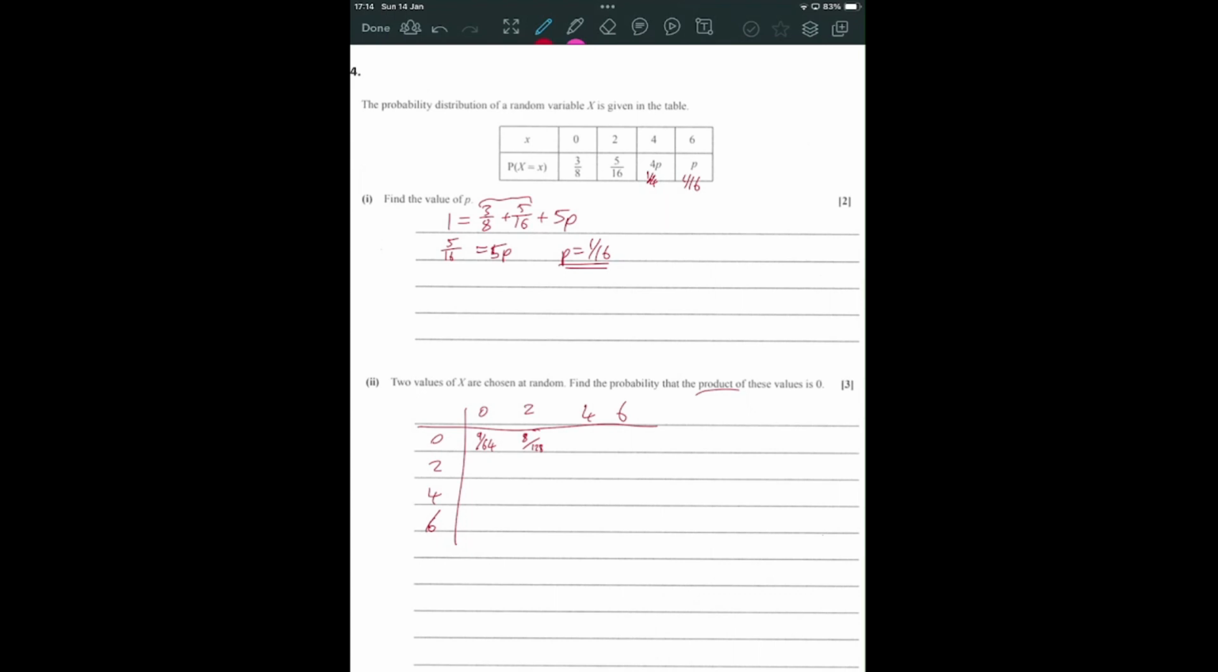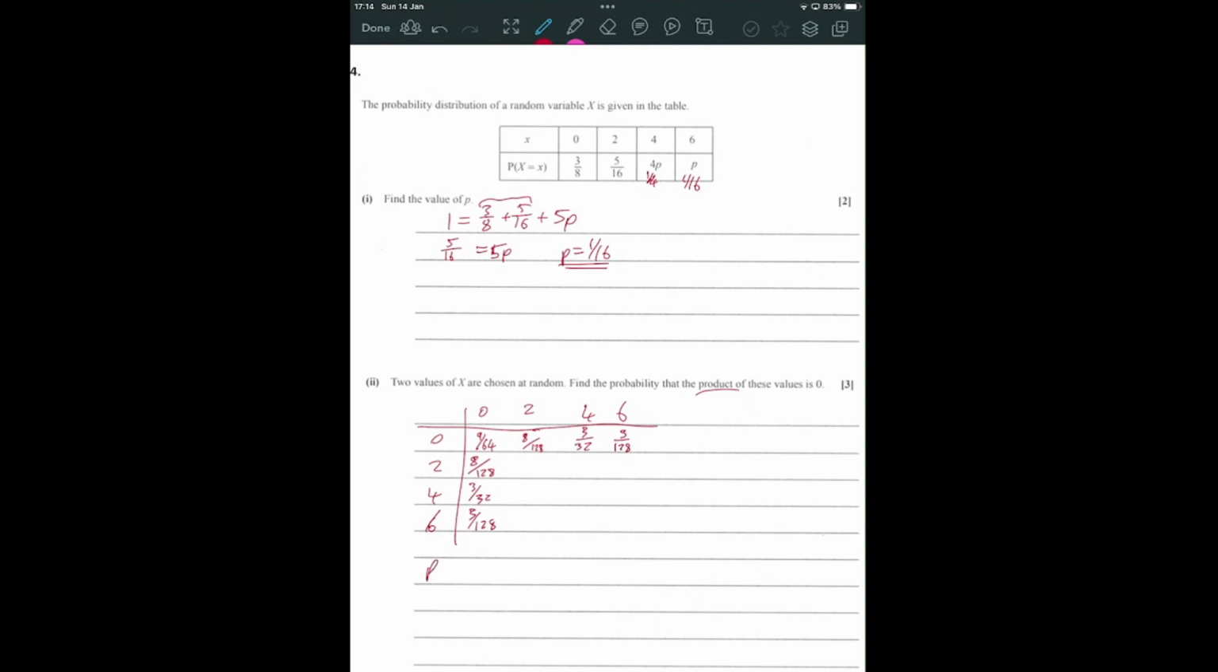The next one is a quarter and 3 over 8, so it's 3 over 32. The 6 is the 16th and 3 over 8, 3 over 128. And just by symmetry of the situation, the ones down this column are exactly the same. I'm not going to fill in the rest because I don't care about the rest.